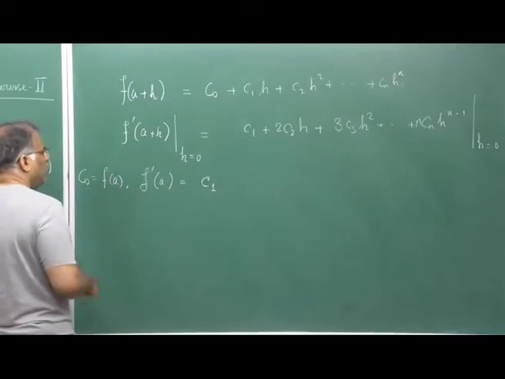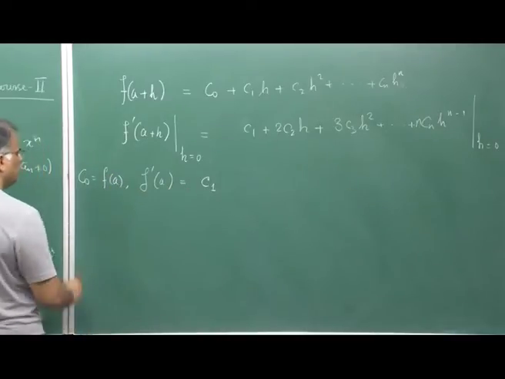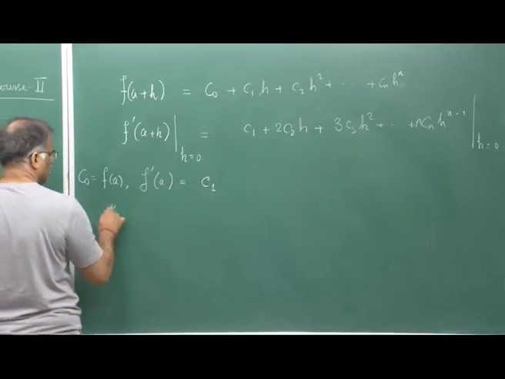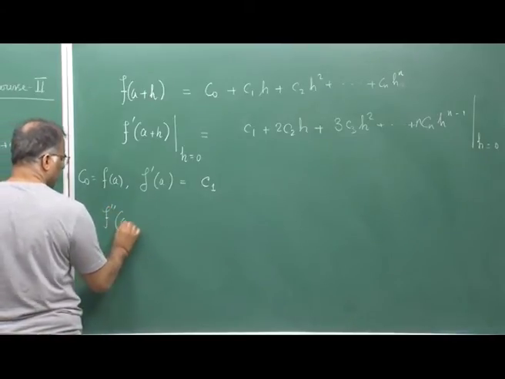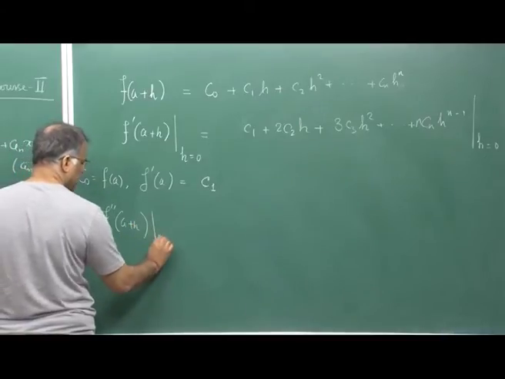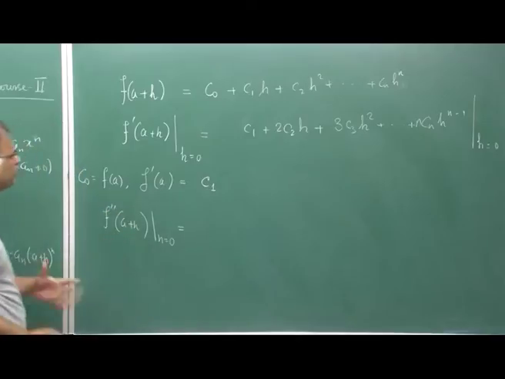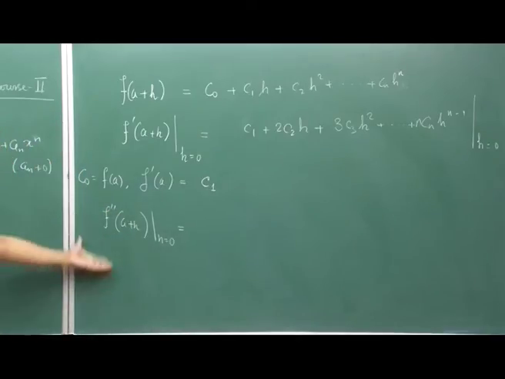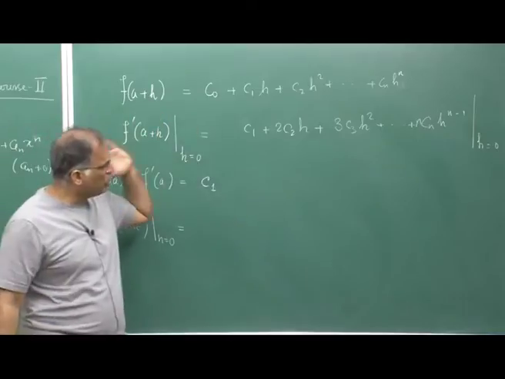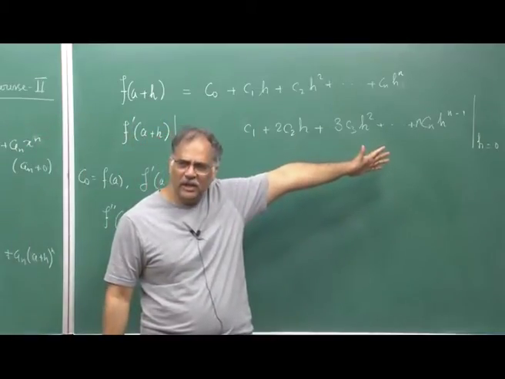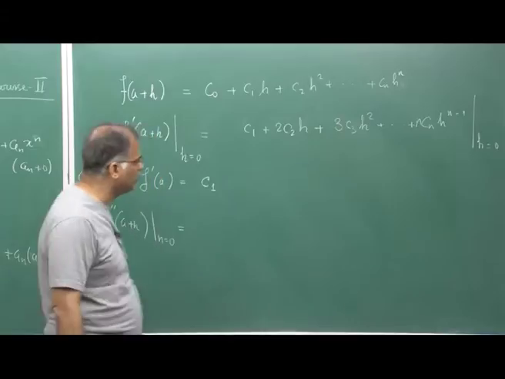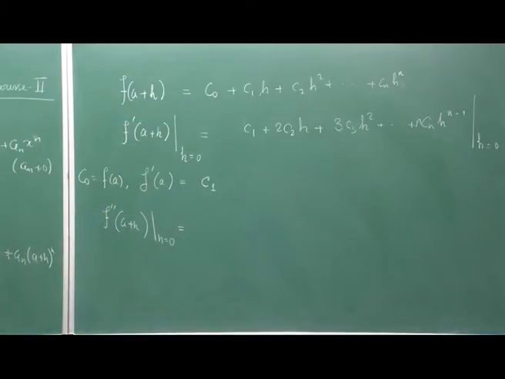And now how to find C2? We take the derivative again, f double dash of a plus h at h equal to 0. See, all these derivatives are continuous, because the polynomial will have derivatives up to infinite order. Up to nth order, anyway, it will have, and then it will just go on and give you 0 derivative. So, it is always differentiable. All these functions are continuous, all the derivatives are continuous.